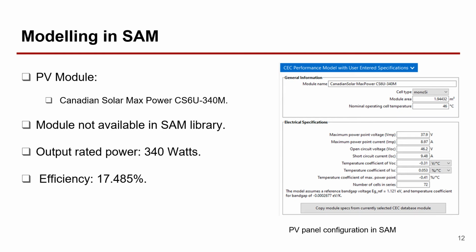So, for modeling in SAM software, we selected the PV panel module Canadian Solar Max Power, but we didn't find the module in the library of the software, so we had to manually input the characteristics and features of the panel. This panel has a rated output power of 340 watts and an efficiency of 17.485%.